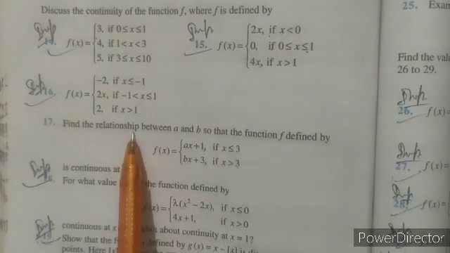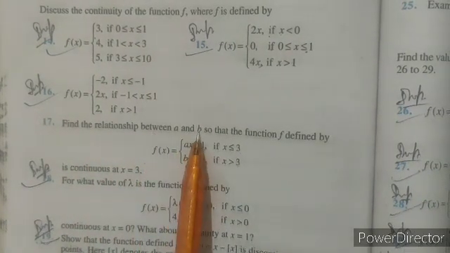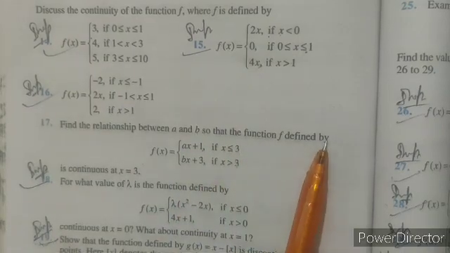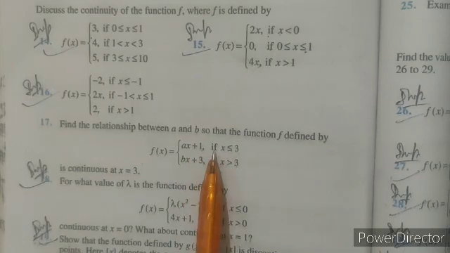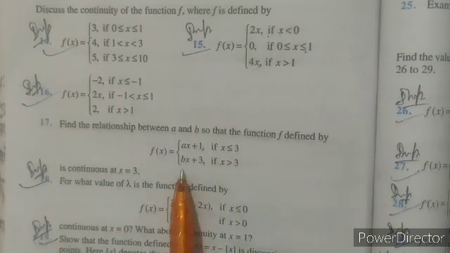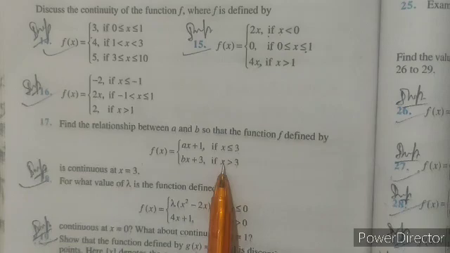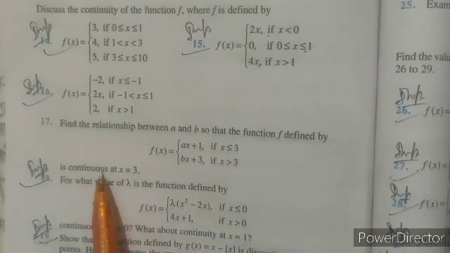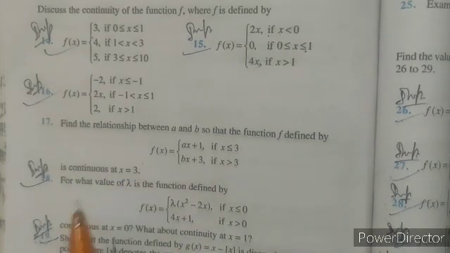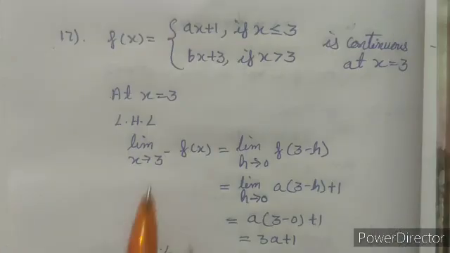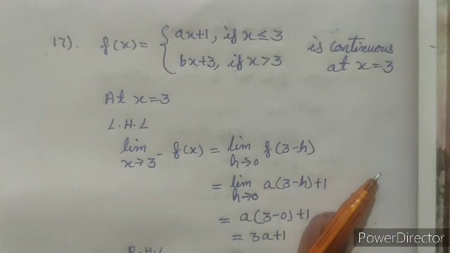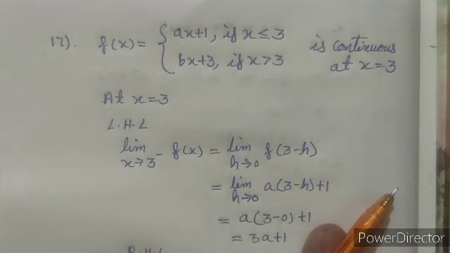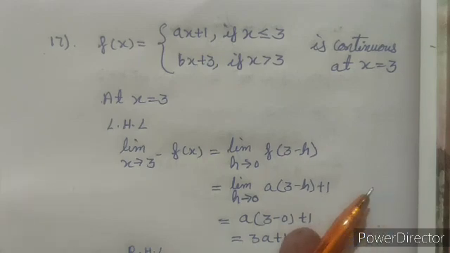We have to find the relationship between a and b so that the function f defined by f(x) equal to ax plus 1 if x is less than or equal to 3, and bx plus 3 if x is greater than 3, is continuous at x equal to 3. Now the function f is continuous at x equal to 3. So the left hand limit, right hand limit, and the value of the function at x equal to 3 will be the same.